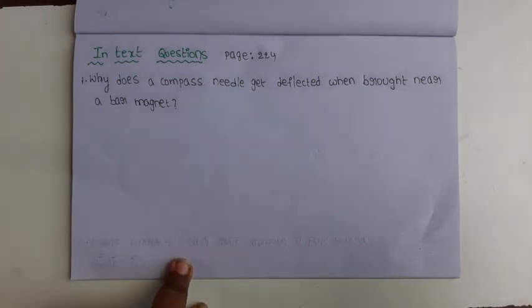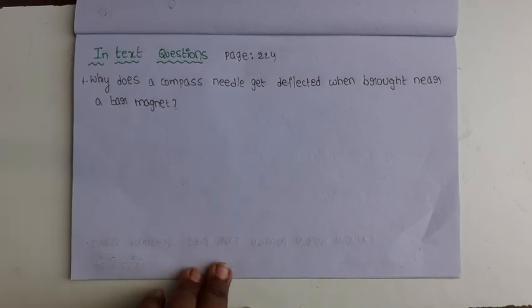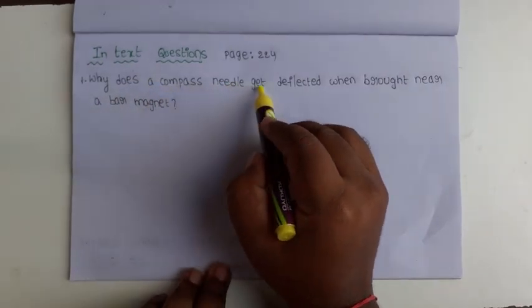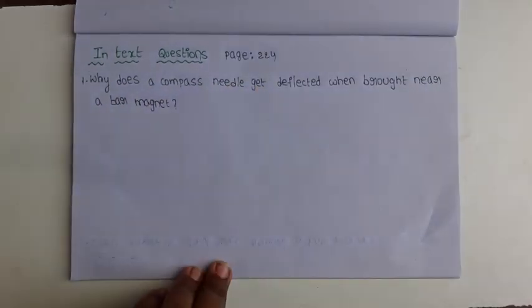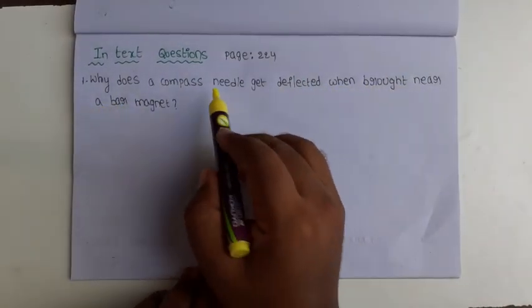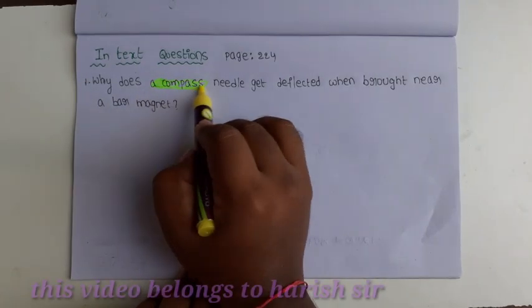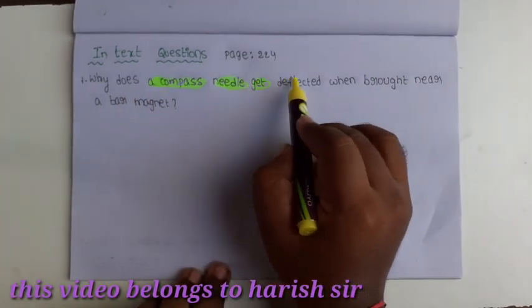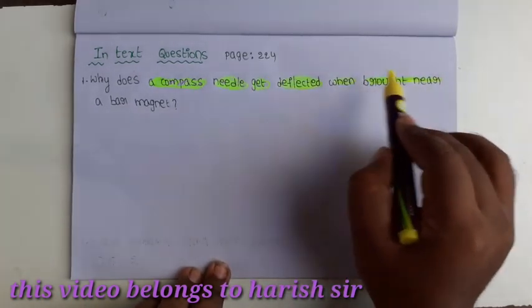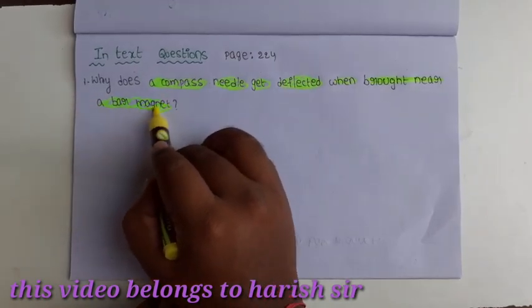First we will discuss some in-text questions. Page number 224. These in-text questions are very important for board exams. First question: why does a compass needle get deflected when brought near a magnet? Here the compass needle gets deflected when brought near a magnet.